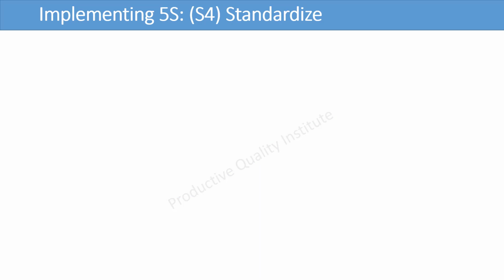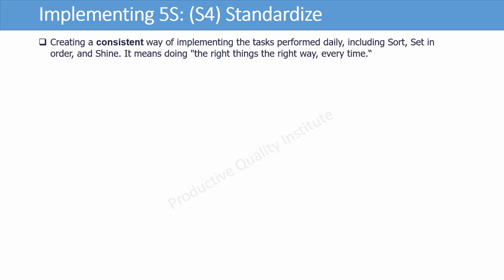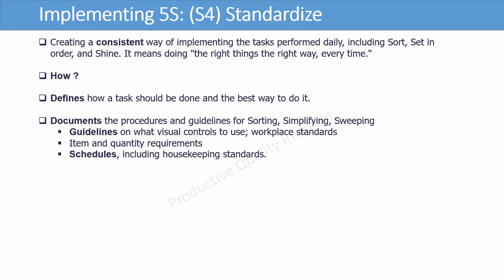Implementing 5S. S4. Standardize. Creating a consistent way of implementing the tasks performed daily, including sort, set in order, and shine. It means doing the right things the right way, every time. How? Defines how a task should be done and the best way to do it. Documents the procedures and guidelines for sorting, simplifying, sweeping. Guidelines on what visual controls to use, workplace standards, item and quantity requirements, schedules, including housekeeping standards.